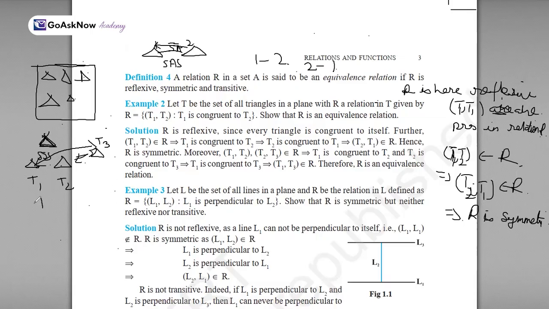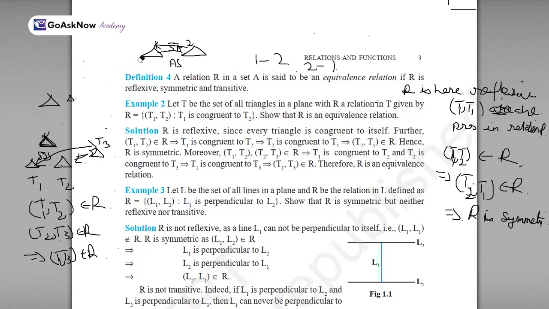So we can say that T1 comma T2 belongs to R, T2 comma T3 belongs to R, this implies that T1 comma T3 also belongs to R. So the relation R is also transitive here. So we can say that R is an equivalence relation. So we have shown this. Just now we have seen this example of NCERT that the set of triangles and their congruency is an equivalence relation.